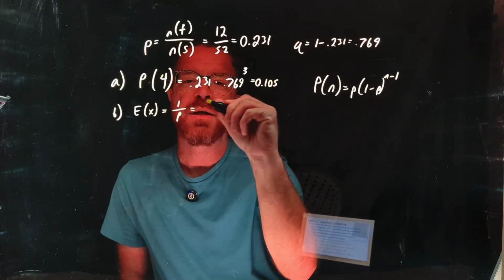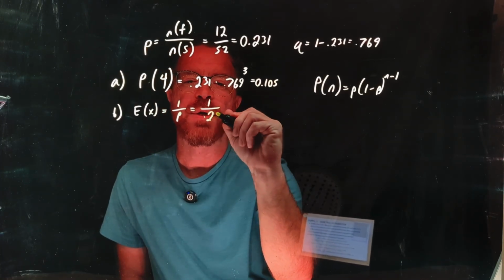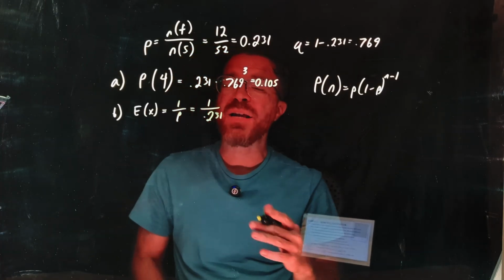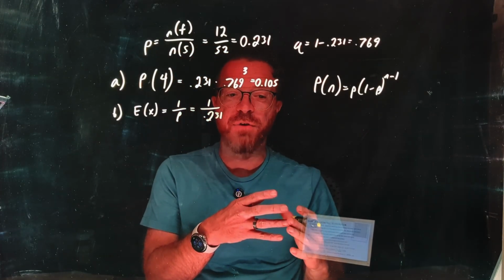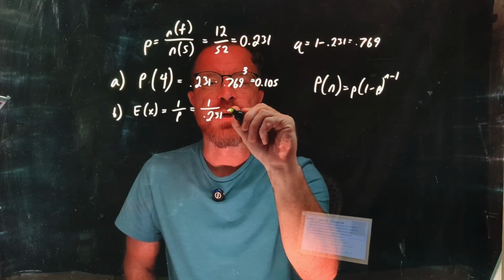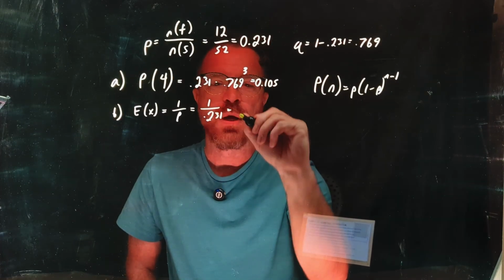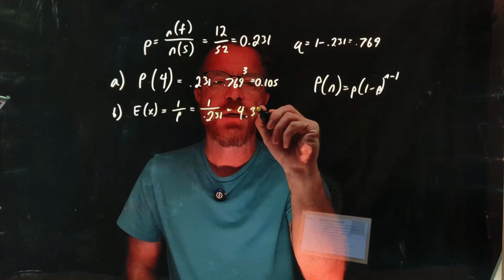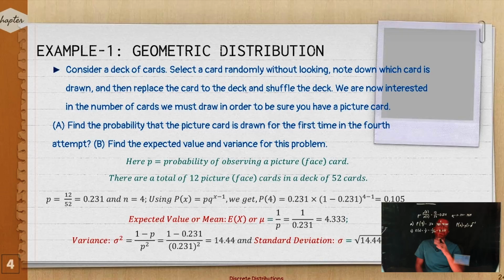So in this case, it would be 1 divided by 0.231. Or if you wanted to, you could actually convert this and use a fraction to solve this. But in this case, it would just be equal to 4.333. Okay, so what does this mean?